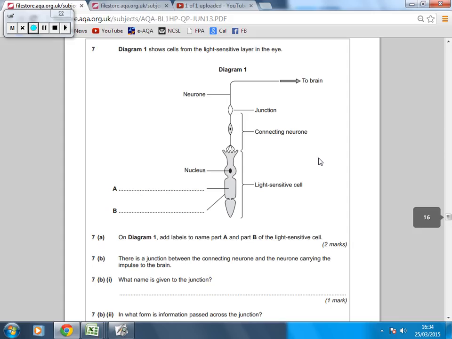Next one, diagram 1, we've got a light sensitive layer in the eye, so label A and label B. Then on diagram 1, add labels, well we've done that bit.